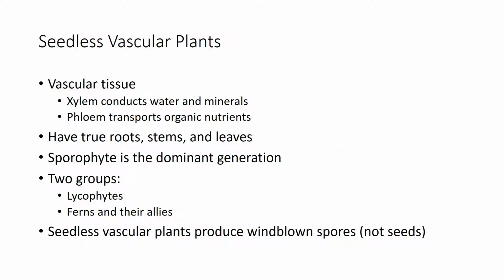Now, vascular plants have true roots and stems and leaves, and the sporophyte is the dominant generation among these vascular plants. It's a generation with vascular tissue. Okay. Now there are two groups of seedless vascular plants to keep in mind. You have your lycophytes, which we'll talk about in just a second, and then you have ferns and things like horsetails, whisk ferns, plants like that. Now, seedless vascular plants, they don't make seeds, but they make windblown spores, and they disperse the spores this way through the wind.